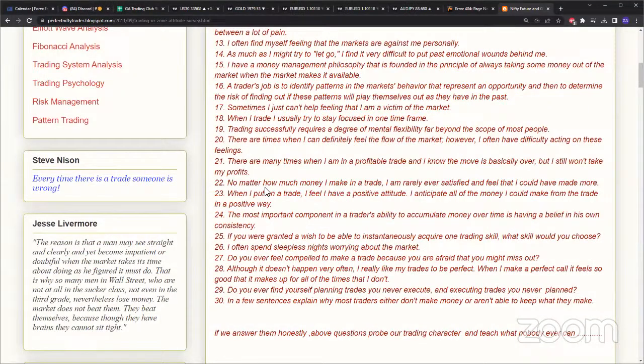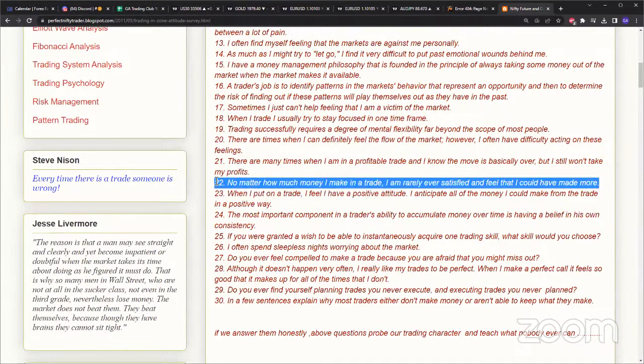No matter how much money I make in a trade, I'm rarely ever satisfied and feel that I could have made more. So nowadays, same thing. Somebody asked me a question yesterday: do I think that I could have made more? Of course, especially with these reversal strategies, I can always make more. I can make 10,000, 20,000. But if my risk to reward tells me this trade will give me 5,000, I don't care if it could have given me 20,000. I only care that I stuck to my strategy and it hit.